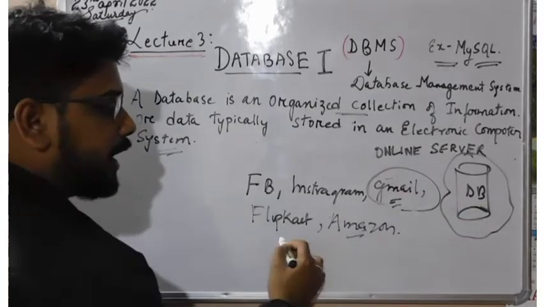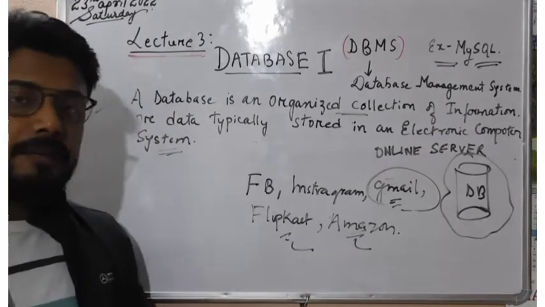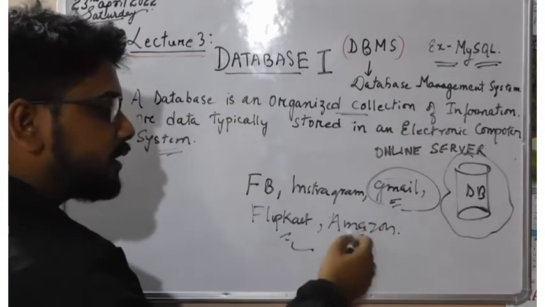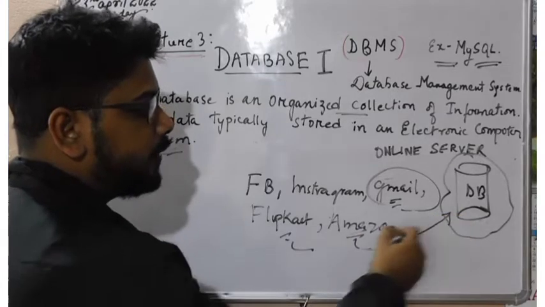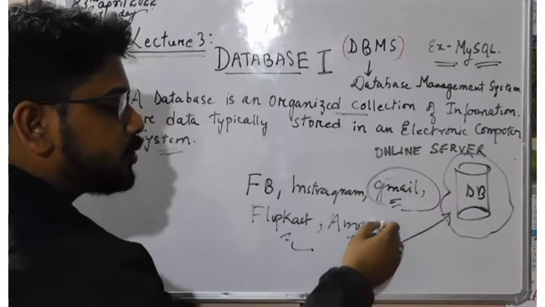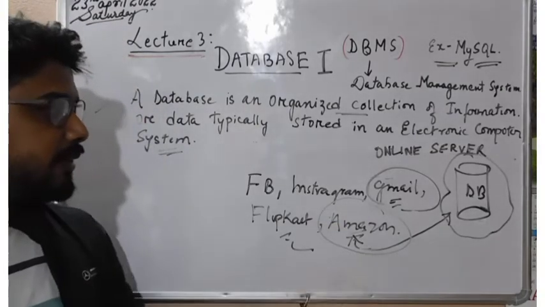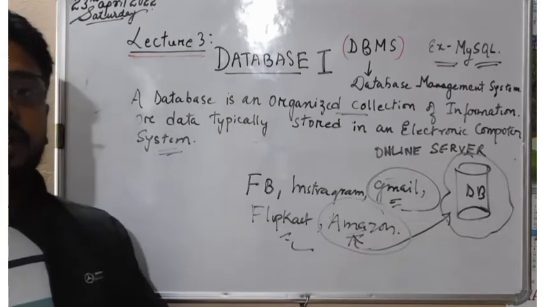Similarly, Flipkart, Amazon, all these applications have your account and your personal information. All this personal information gets opened up as soon as you open the app, and all the details get transferred from the database and are shown in these applications, right? So these are certain real life examples of databases.